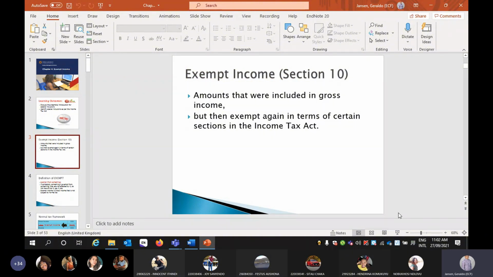Now, guys, what have we looked at so far? We have looked at section 1, which is the gross income definition and all of that. Then we've looked at section 9, which is special inclusions. And today we are looking at section 10 of the Income Tax Act of South Africa.